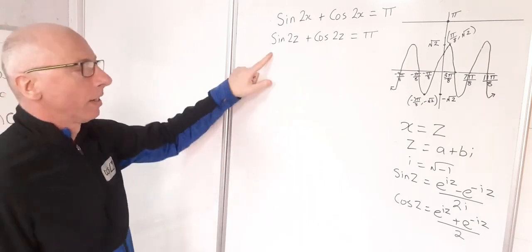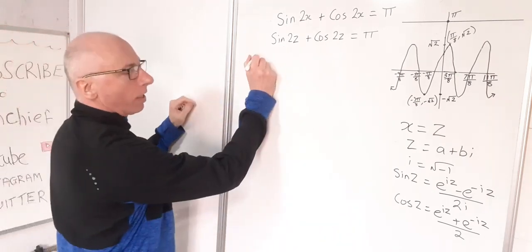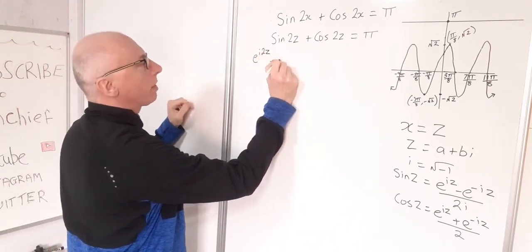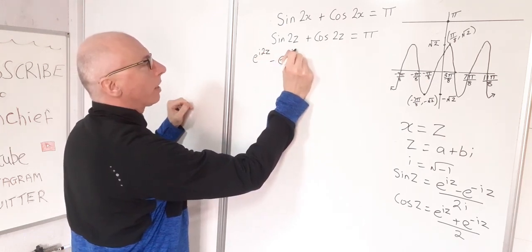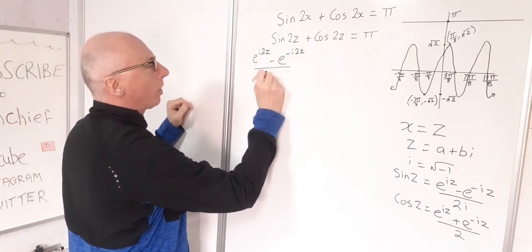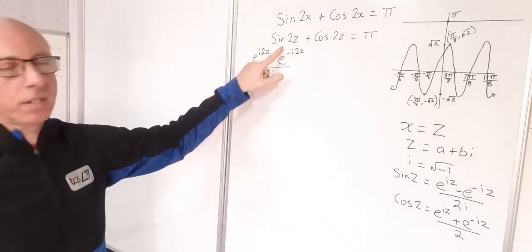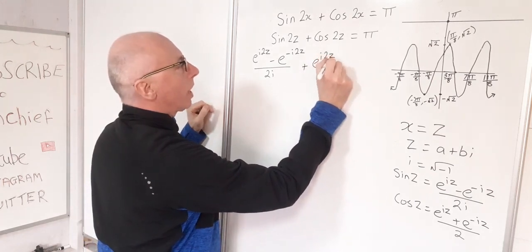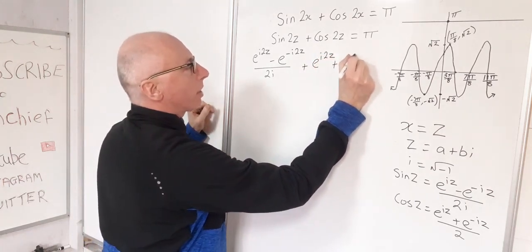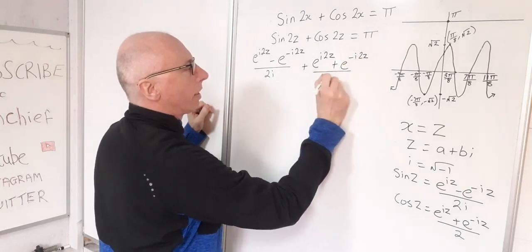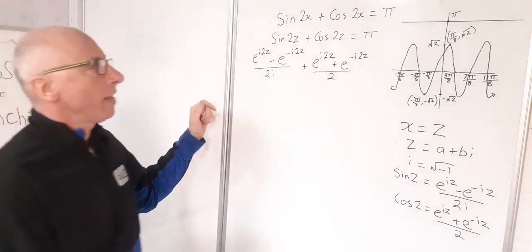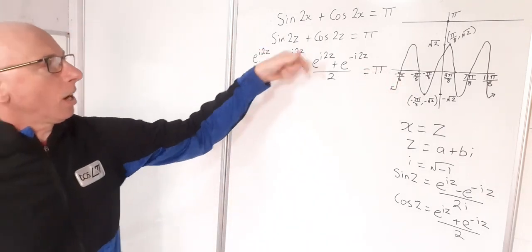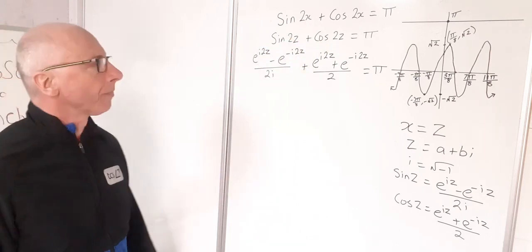So let's do that. So sine of 2z. First of all we'll have e to the i2z minus e to the minus i2z all over 2i. That's our sine. Now for cosine, e to the i2z plus e to the minus i2z, this time over 2, and then set that equal to pi. So in complex analysis, these are equivalent equations.